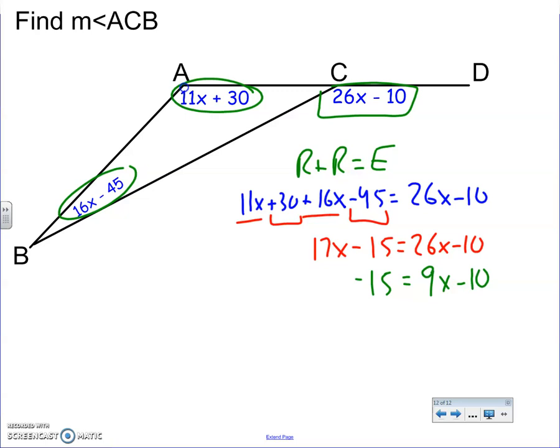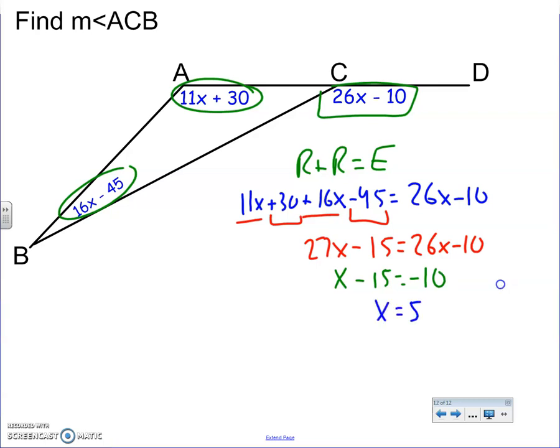All right, slight correction. Let me erase that. 11x plus 16x is 27x, not 17. My shadow is covering that one. So actually I'm subtracting 26x both sides to make this a single x. Minus 15 equals negative 10. Add 15, x equals 5.